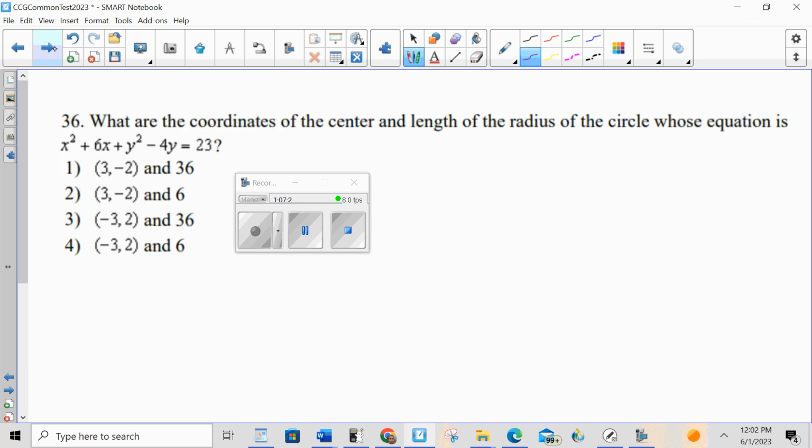Okay, so which brings us into the next unit: completing the square with circles. If I want to find the center and radius, I need to complete this square.